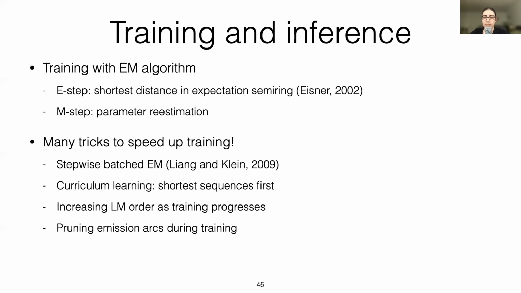We use stepwise stochastic training, which means we update the parameters after processing each batch of sequences. We do curriculum learning, where we train on the shortest sequences first. And while we train on those shorter sequences, we also prune emission arcs to make the model sparser. And we gradually increase the order of the language model in the transition transducer. And inference is just finding the shortest path through the same lattice in the max plus semi-ring, or tropical.